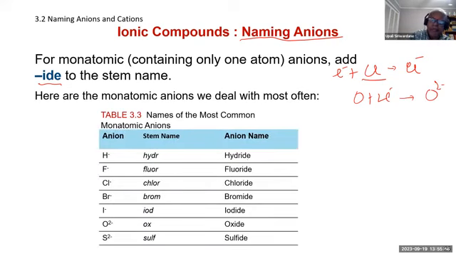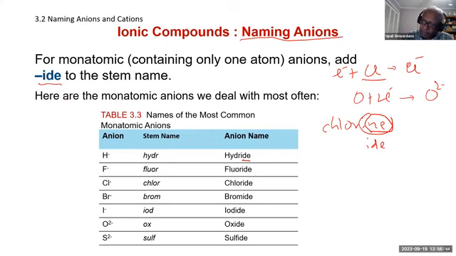For the hydride ion, "ide" is used: hydrogen becomes hydride. Fluorine: you drop the "ine" part and add "ide." Chlorine becomes chloride, fluorine becomes fluoride, bromine becomes bromide, iodine becomes iodide.